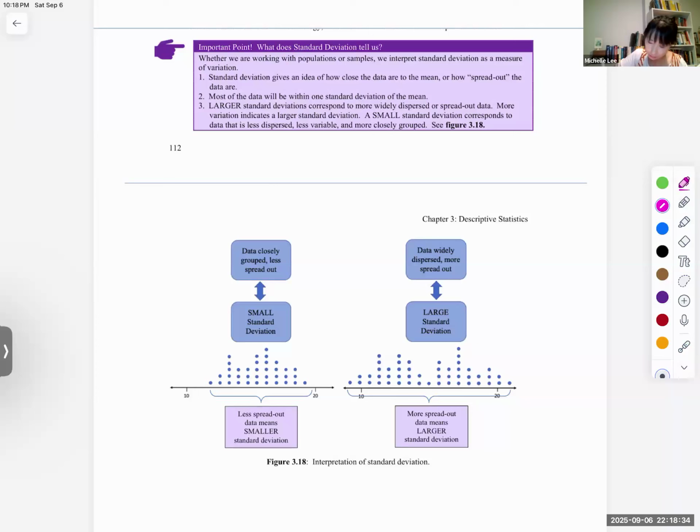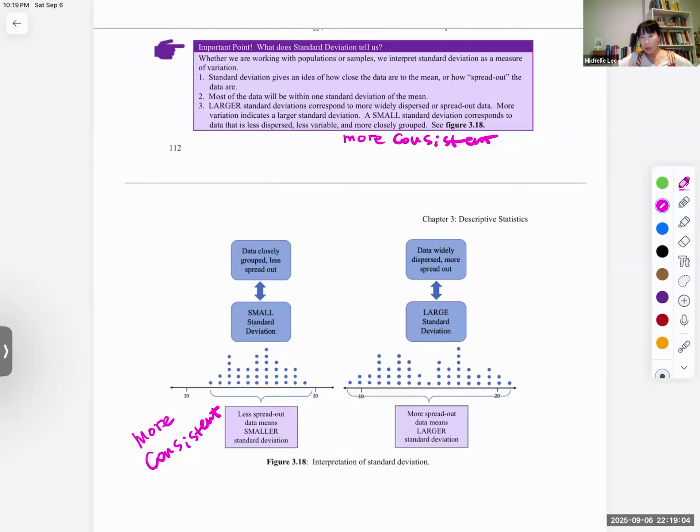So let me write down: more consistent. So more consistent is better, right? Yeah. Okay, so here you go. We have a picture, right? So small standard deviation, this one, large standard deviation, this one. More consistent, more consistent.